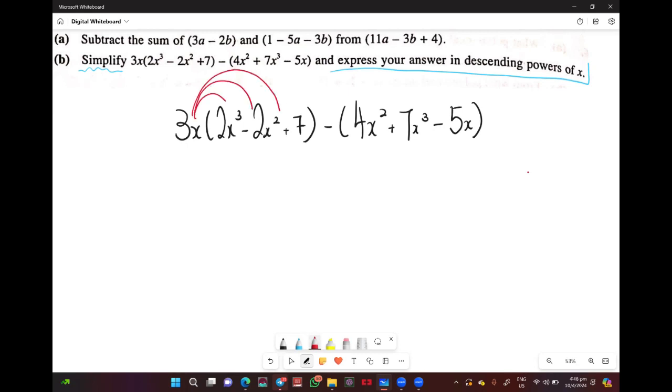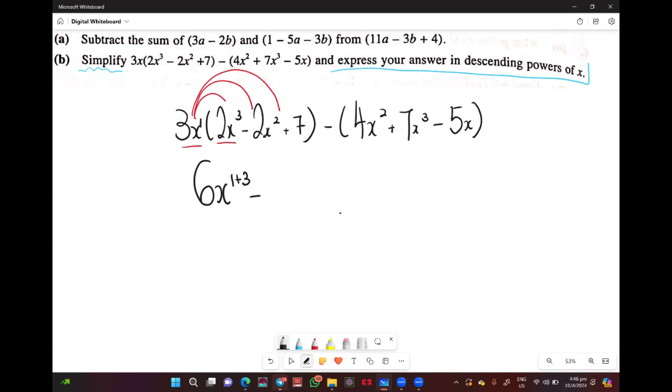Am I making sense? 3x times 2x to the power of 3. First thing first, focus on the numbers. 3 times 2, 6. X, there's an x to the power of 1 over here, right? When I multiply, my powers will add. Can you see that? Why is it 1 plus 3? Because I have 1 over here, right? Why is it 3? Because 1 plus 3. Can you see that? Okay?